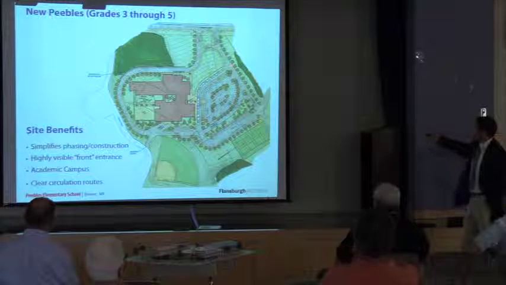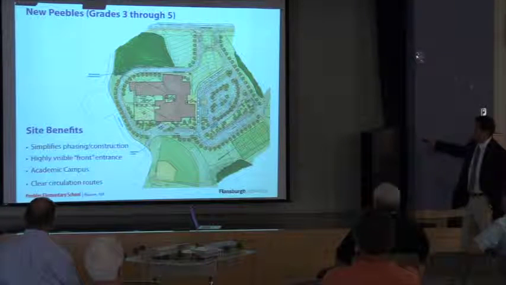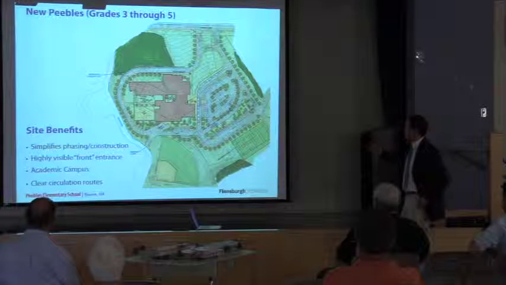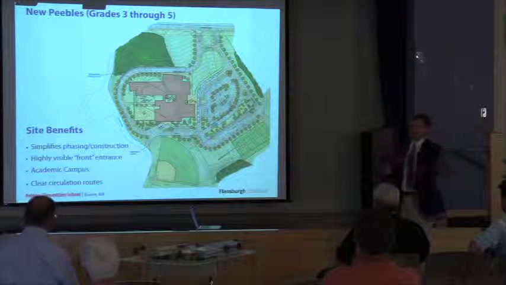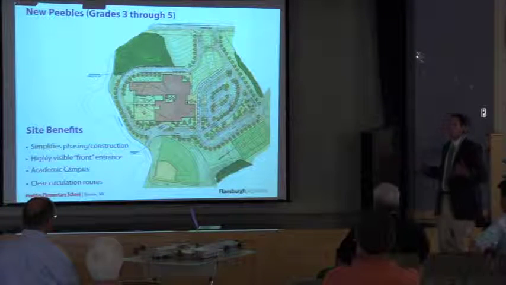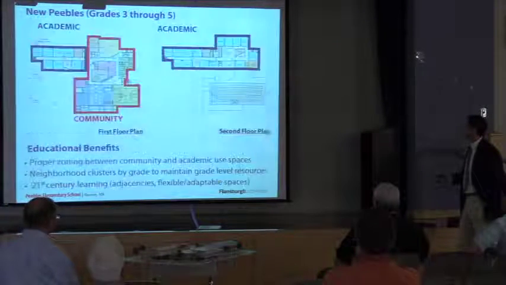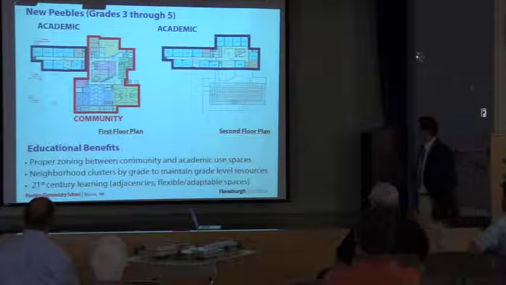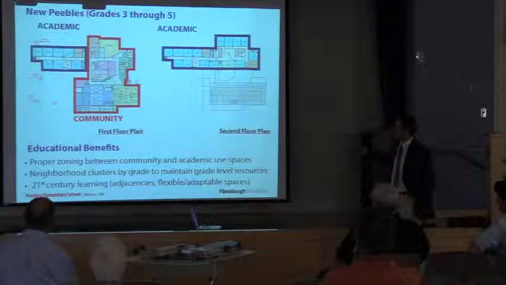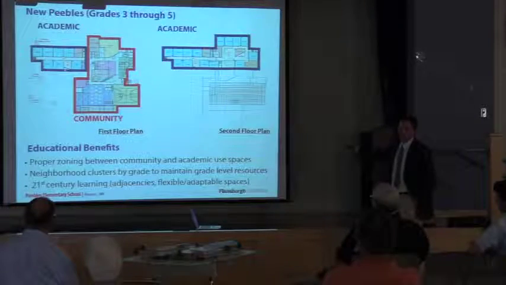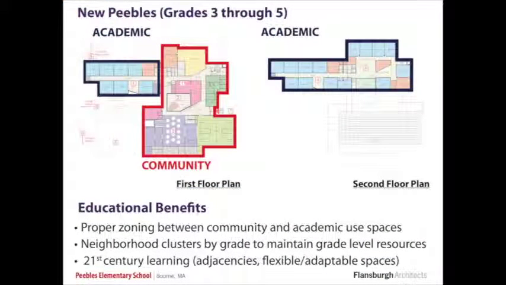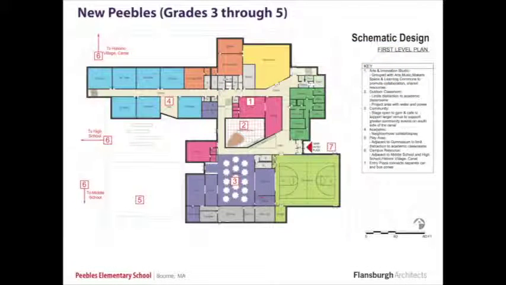The new building has a one-way circulation route around the building. It's 24 feet wide. This allows parents to queue on the side and also allow emergency vehicles to pass them. So it's a very wide one-way access drive through the site. The way the building is designed, it is zoned into a clear community area where you enter here in the third grade wing on the first floor. And on the second floor, this is grades four and five. So there's proper zoning between community use spaces and the academic spaces. The neighborhoods are clustered by grades, and we're able to create some great relationships with the program, and we go into that here.